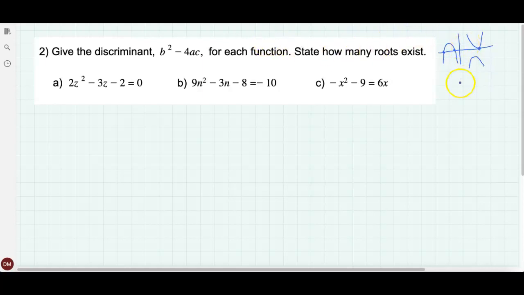And then we could also figure that out when we use the square root principle. Because if we get the square root of a value that is a negative number here, say like -1, then that's not a real root. That's not a solution, okay?